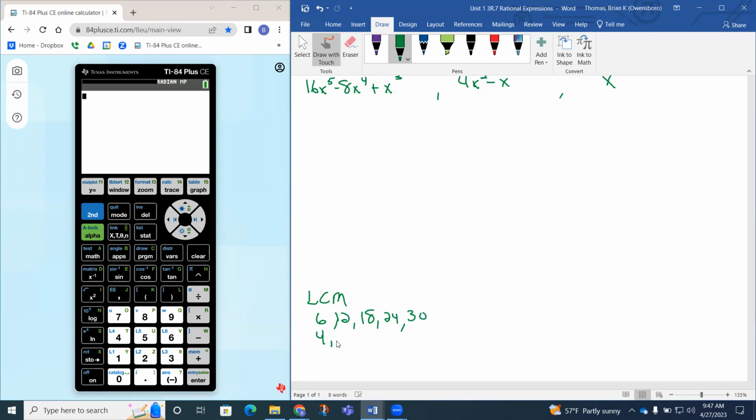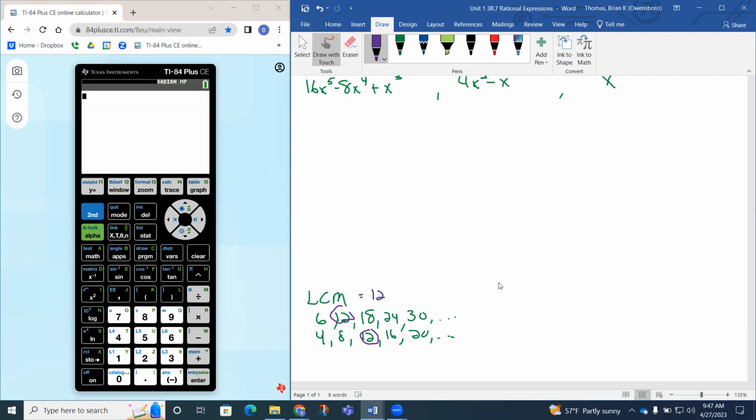The multiples of 4 would be like 4 times 1 is 4. 4 times 2 is 8. 4 times 3 would be 12. 4 times 4 is 16. And 4 times 5 is 20. And the multiples would keep on going. So notice that if I just look at this, you can kind of see that 12 would be the common multiple and it would be the smallest. So the least common multiple of a 4 and a 6 would be a 12.